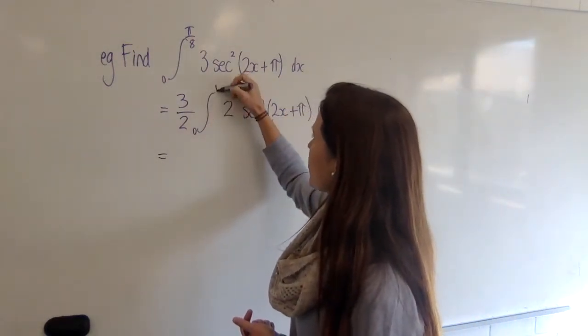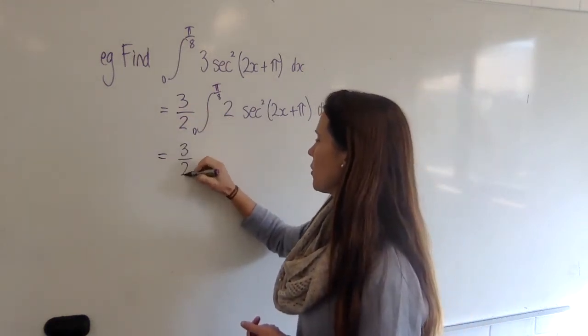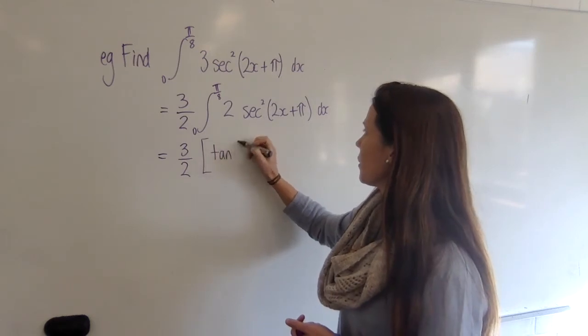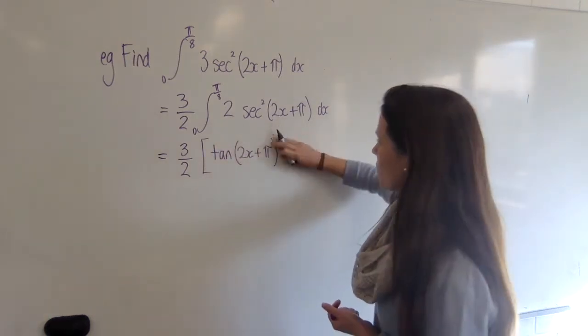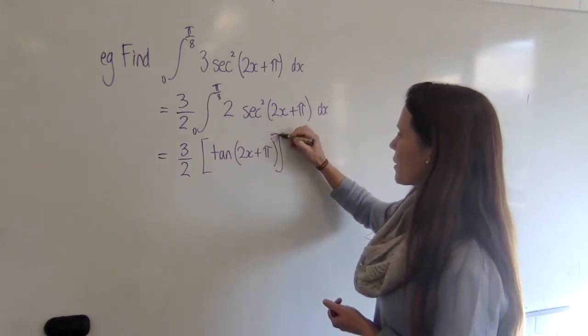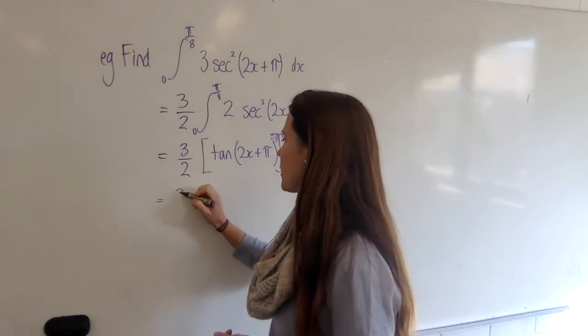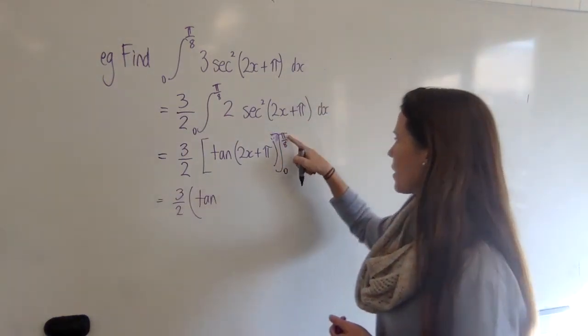I need to just put my bounds in there. The constant comes along, square brackets, we get the tan of 2x plus pi, and oops, we need to put our square brackets in and our bounds. All right, now we need our constant, and now we have subbing in pi over 8.